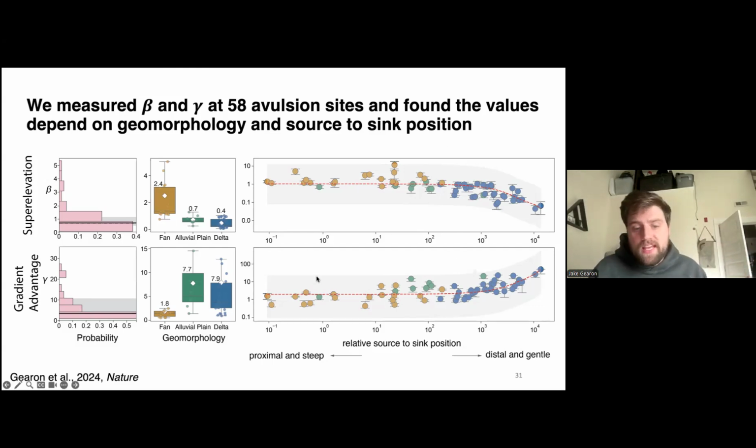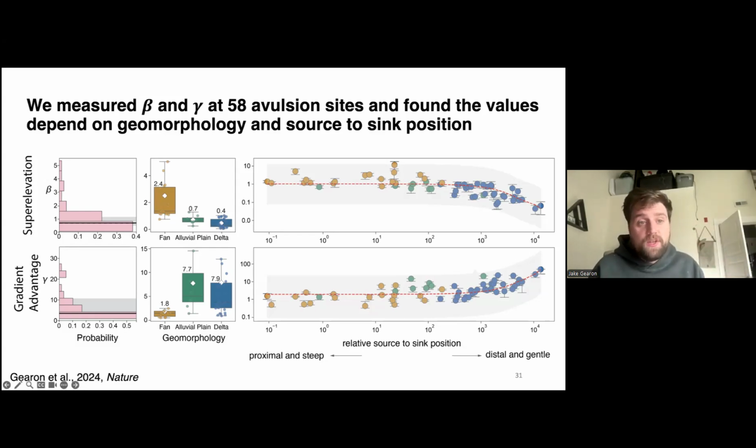And you can read the axis as, on the left, near low values, avulsions that occurred in proximal settings, so very close to the mountain front exit, and they're very steep settings. And then all the way on the other side, where you get to distal and gentle rivers, on the right side, these are avulsions that happen in really distal domains, so very far from the mountain front exit, and they're very gentle, so not a lot of background slope.